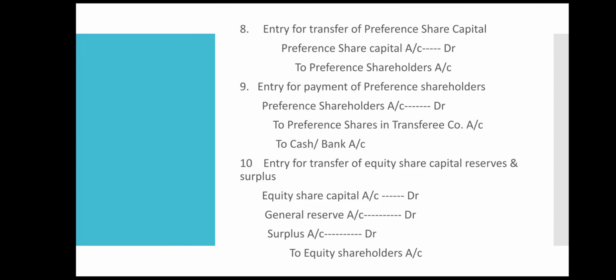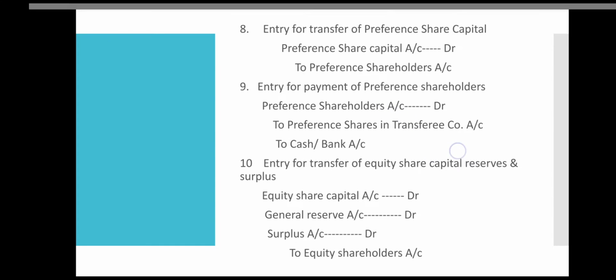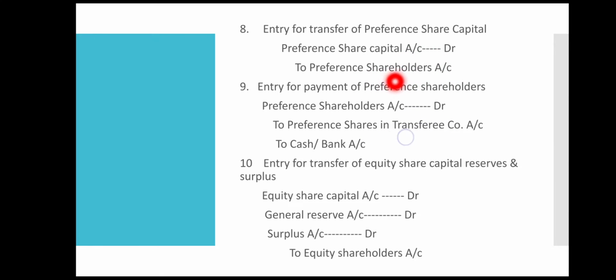Now preference shareholders can be issued preference shares in the new company, or they can be paid cash. Any of the two can happen. So accordingly we will have to pass the entry according to information that is given in the problem. So we have to remember first that the share capital, whether it is equity share capital or preference share capital, it belongs to shareholders. So whatever share capital is there, that will be transferred to shareholders account. First entry is for that. Next entry is for payment. How the payment is made to shareholders, in the form of shares or cash, that is to be taken.